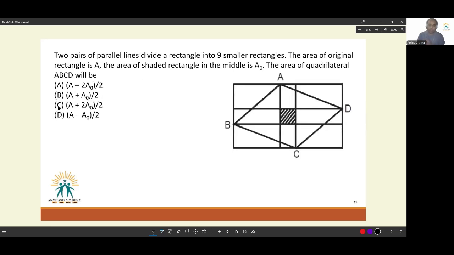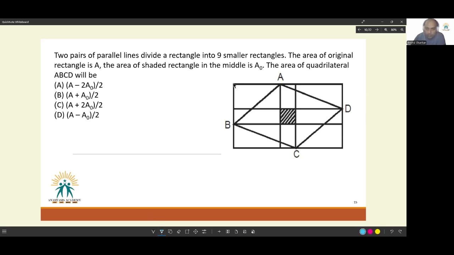Okay, next question. Two pairs of parallel lines divide the rectangle into 9 smaller rectangles. The area of the original rectangle is A. The area of the rectangle in the middle is A0. The area of the quadrilateral ABCD will be. Okay. Now see, this is a visualization question. This is an amazing visualization question.